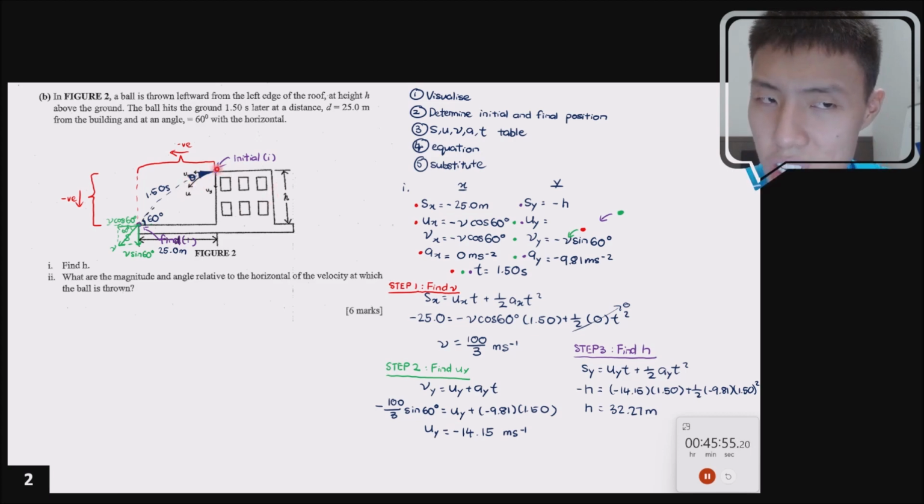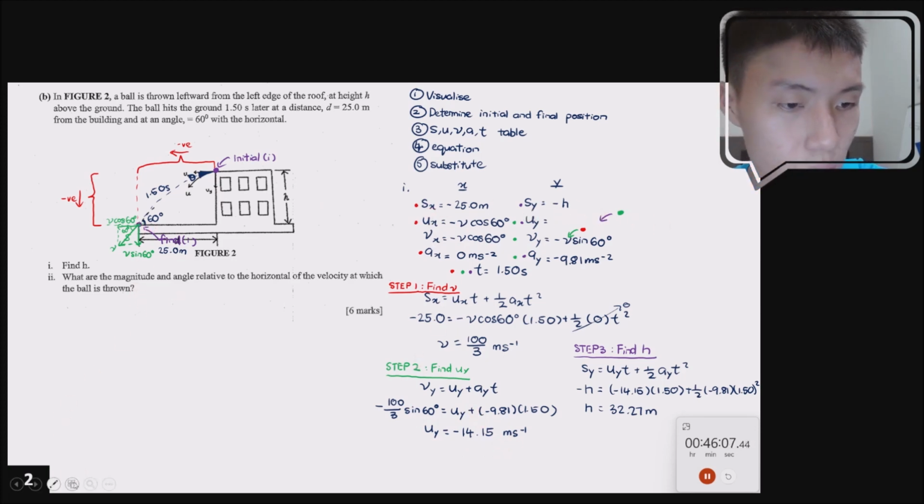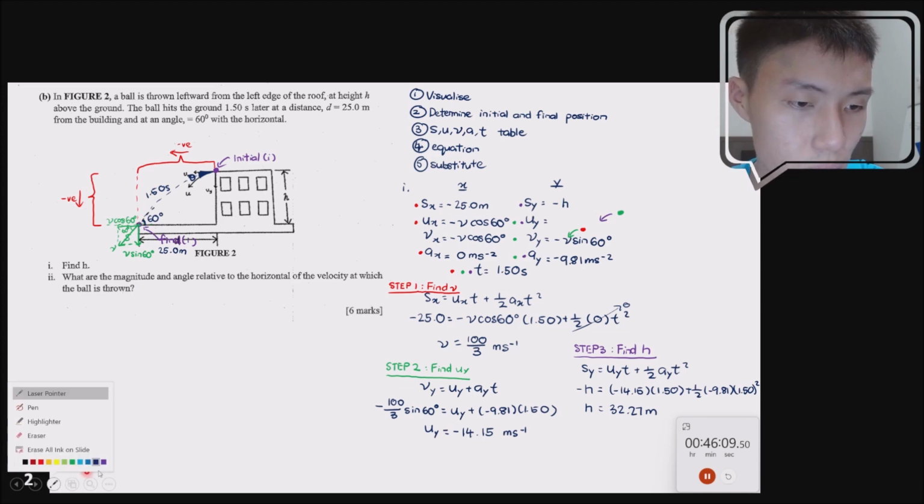So that is initial. We want ux, we want uy. I think we can find ux already because we have v. We also have uy, which we found in step 2. So we have ux and uy. We can find the magnitude, we can find the direction. I think that's no problem. Let's try to solve it.